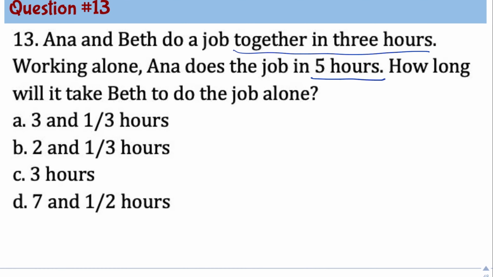We need to set up an equation to solve this work problem. For Anna, we know that working alone, she can finish the job in 5 hours. So if she works for an hour, that means she can complete 1/5 of the job. For Beth, we don't know the time it takes her to finish the job alone, so we will use x. If Beth works for an hour, then we can put 1 over x for her. And working together for an hour, that means they can complete 1/3 of the job.